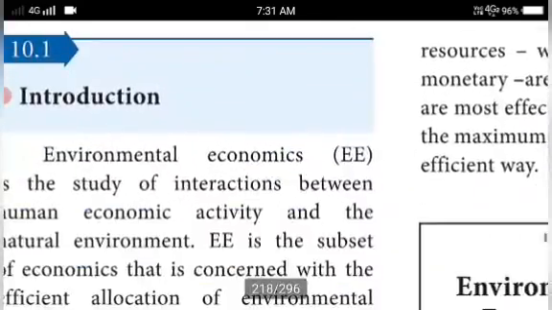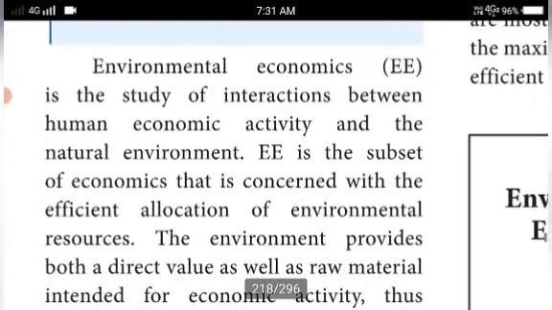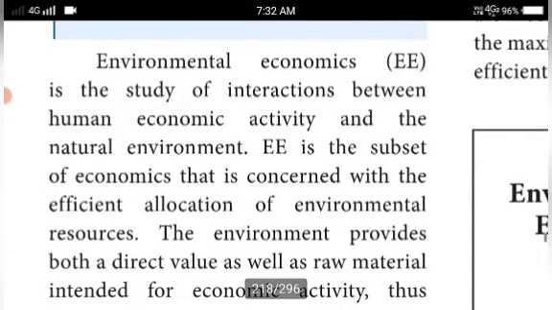What about the introduction? Environmental economics, you can say easily EE. Environmental economics is the study of interaction between human economic activity and the natural environment. Environmental economics is the subject of economics that is concerned with the efficient allocation of environmental resources. So how can we use the resources, allocating them efficiently? The environmental resources are used efficiently here.